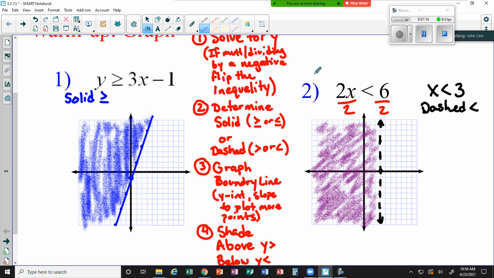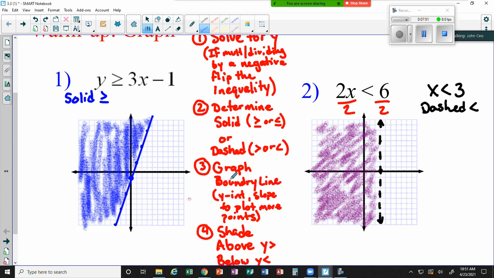Okay? So here we solve for y, which I didn't have to do for this one. Actually, you should probably say y, or if there's no y, then you solve for x. And don't forget to flip your inequality if you're multiplying or dividing by a negative. Then you got to determine if it's solid or dashed. Like this one was solid because it was equal to. This one was dashed because it was just strictly less than, not equal to.